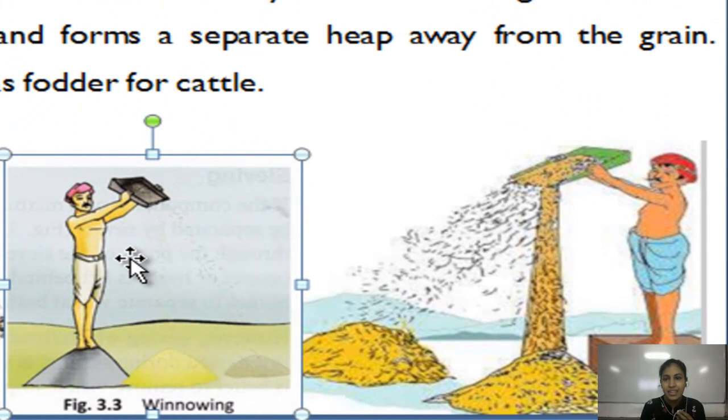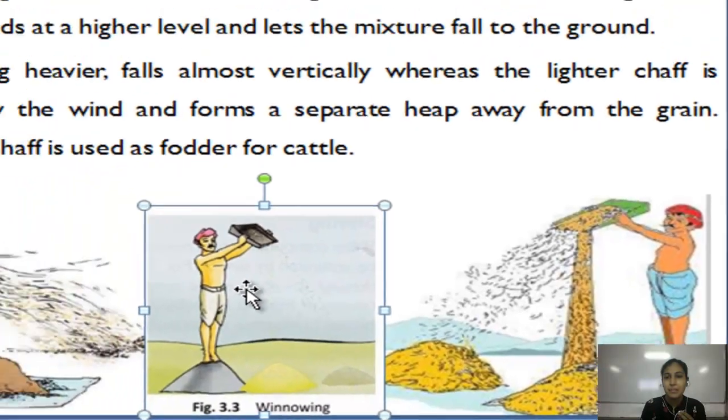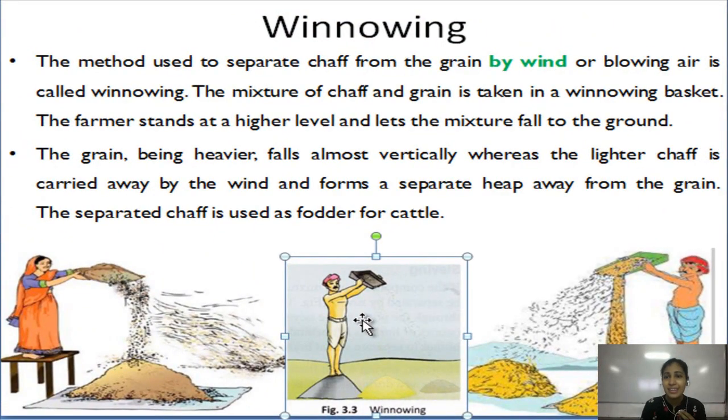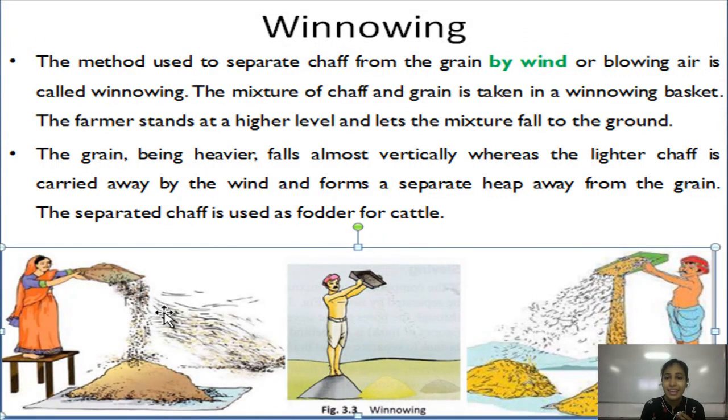The mixture of chaff and grain is taken in a winnowing basket. The farmer stands at a higher level and lets the mixture fall to the ground. The grain, being heavier, falls almost vertically, whereas the lighter chaff is carried away by wind and forms a separate heap away from the grain. The separated chaff is used as fodder for cattle.